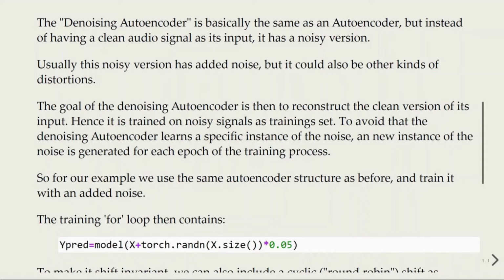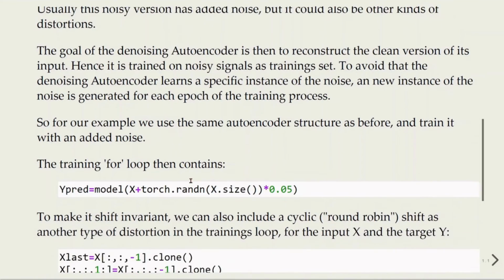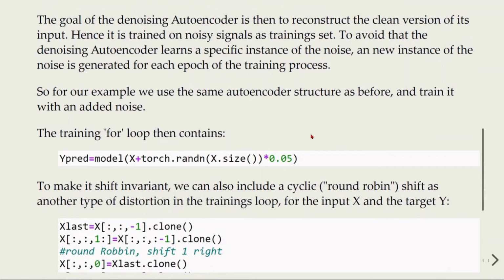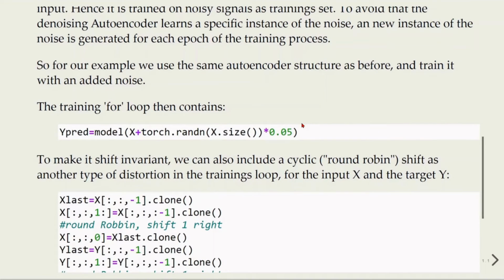To avoid that the denoising autoencoder learns a specific instance of the noise, a new instance of the noise is generated for each epoch of the training process. In our example, we will use the same autoencoder structure as we used before, but we will train it with added noise. So what happens is that the training for loop will contain this expression here, where we are introducing some noise.